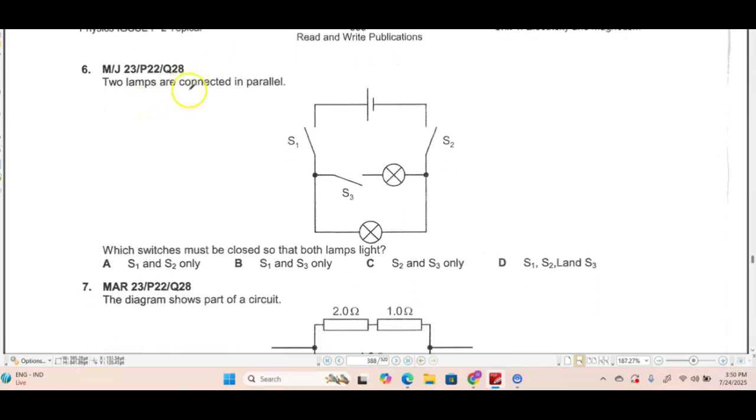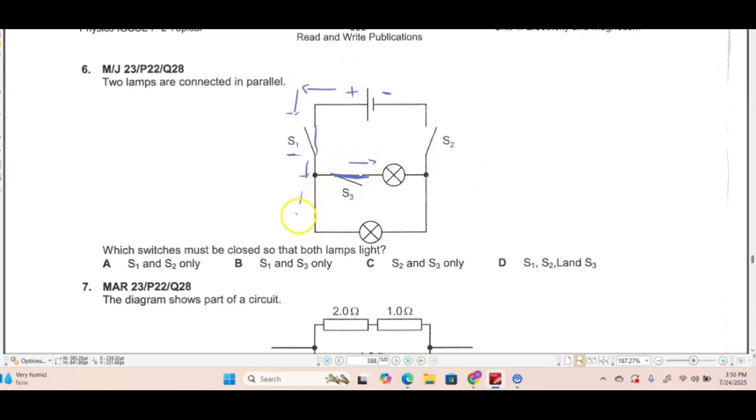Question number 6. Two lamps are connected in parallel. Which switches must be closed so that both the lamps light? Okay. Now this is the positive end of the battery. This is the negative end of the battery. So the current is going to start flowing from this side. So this switch has to be closed. Okay. So S1 has to be closed. Then it will go over here. If this lamp has to be lighted, the switch S2 has to be closed as well.